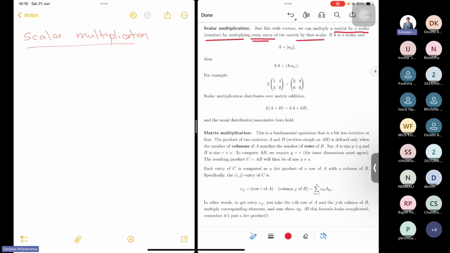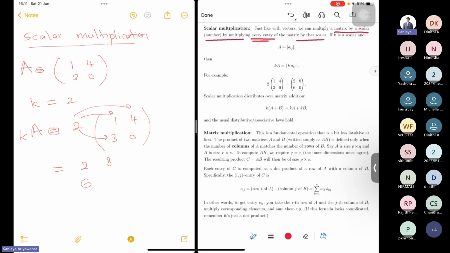So you have a matrix, let's take 1, 4, 3, 0, and your scalar is, let's say, 2. Multiplying the matrix by a scalar would result in you multiplying each of these components: 2 times 1 is 2, 2 times 4 is 8, 2 times 3 is 6, 2 times 0 is 0. You multiply all of the components by the scalar. That's what a scalar multiplication does.